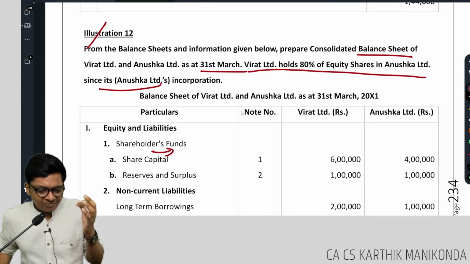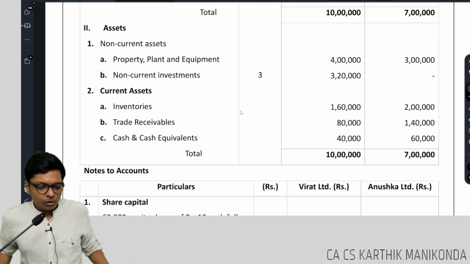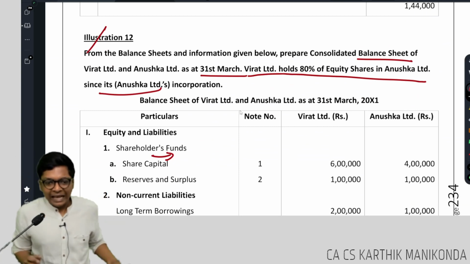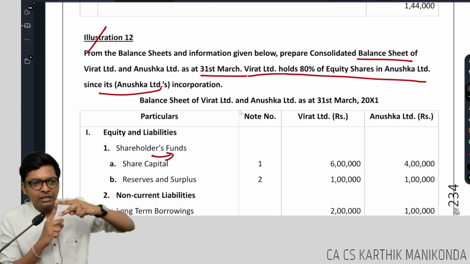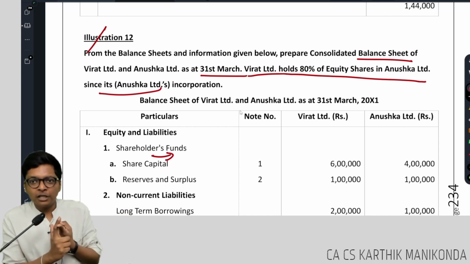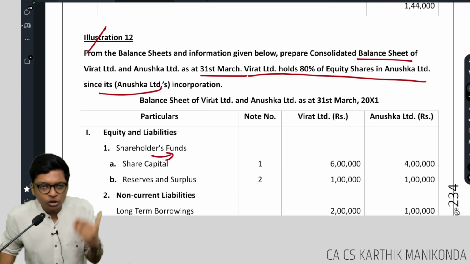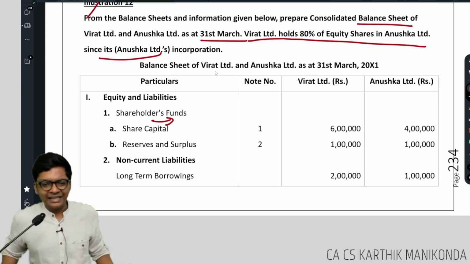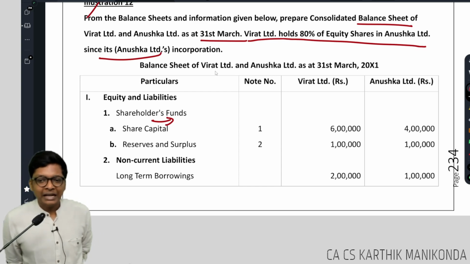Take a moment. You read the question once if you want. Recording students, you can pause and read. Okay. I'll give you 30 seconds. Just read the question once and then do step 1. What is step 1? Date of acquisition, date of consolidation. Step 2, percentage of holding and minority. So read the question for about 30 seconds. Do step 1 and step 2. I will discuss step 3 next. Don't look at the answer. I know the answer is available with everybody. Just do step 1 and step 2.